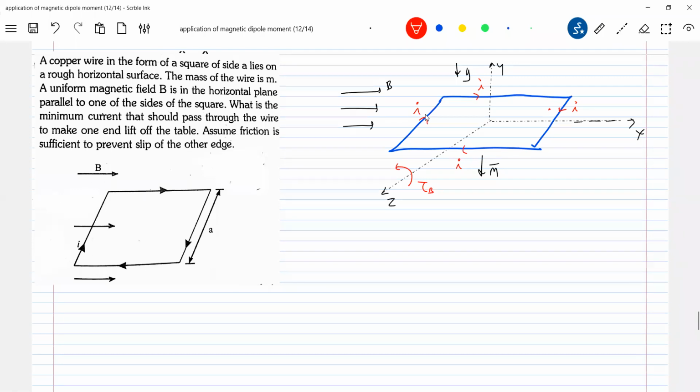So how can we get that minimum current? Shall I take it as A, B, C, D? It will try to tip about AB. So this total wire lies on a table. So what is the XZ plane? The XZ plane is the surface. I think it didn't give enough of a diagram. This is the surface.